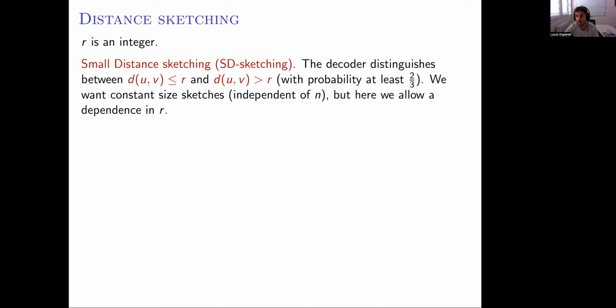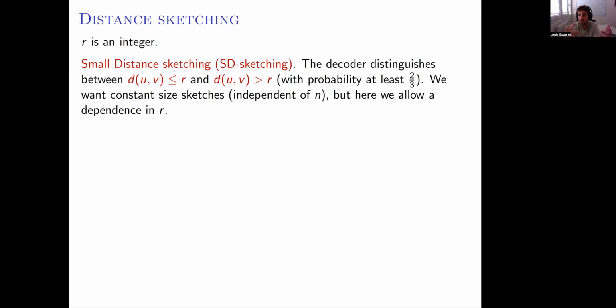The first is called small distance sketching. You're given an integer r, which is fixed, and now the decoder has to distinguish between the distance of u and v being at most r, or the distance between u and v being more than r. And again, you have to guess correctly with probability at least 2/3. We want sketches that are independent of the size of the graph, but they can depend on r.